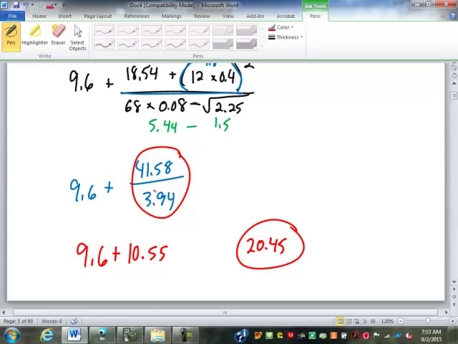What's that? 25? 0.15? Oh, you're right, it is 0.15. There. Sorry. I've been off all week.